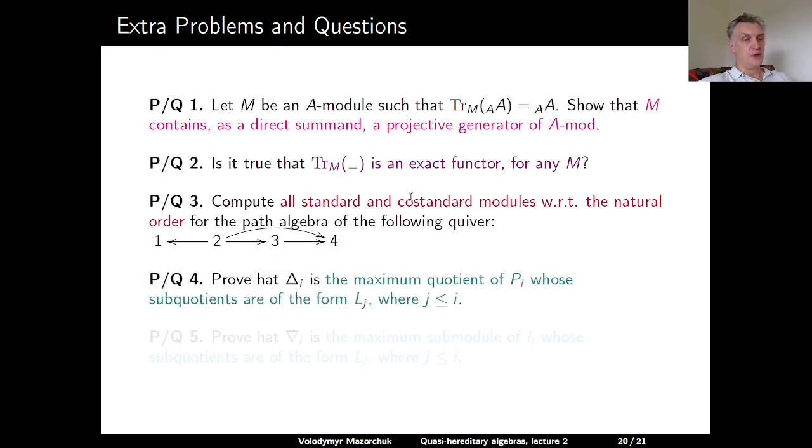Question 4. Prove that delta i is the maximum quotient of Pi whose subquotients are of the form Lj, where j is less than or equal to i. And question 5. Prove that nabla i is the maximum submodule of Ii whose subquotients are all of the form Lj, where j is less than or equal to i.